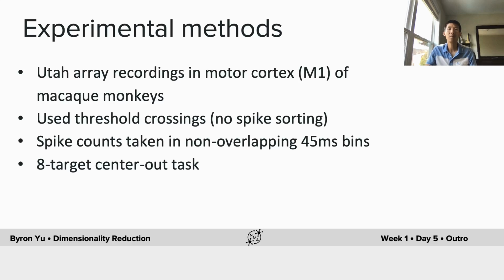So just to tell you a little bit more about our experiments, we recorded using Utah arrays in motor cortex of macaque monkeys. We used threshold crossings, so there was no spike sorting. Spike counts were taken in non-overlapping 45 millisecond bins, and the animals performed an 8-target center out task.